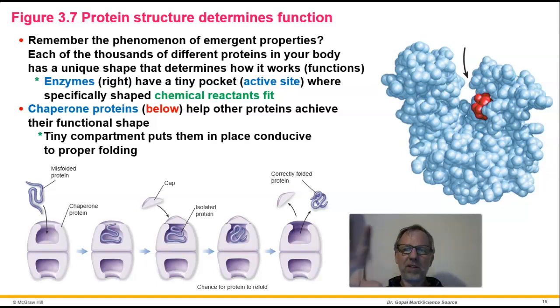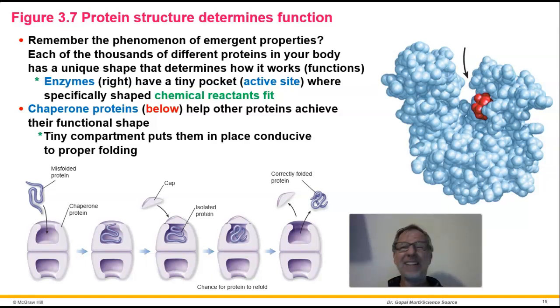Like the emergent properties of your hand, being able to grasp and manipulate things because of the way all the components in your hand are put together. Or a computer or a car functioning because all the components are put together in a certain way, so you get emergent properties. Well, the same thing applies in the world of molecules. When a bunch of monomers are put together to form polymers and they have a three-dimensional shape, that three-dimensional shape or structure determines how those molecules are going to function.